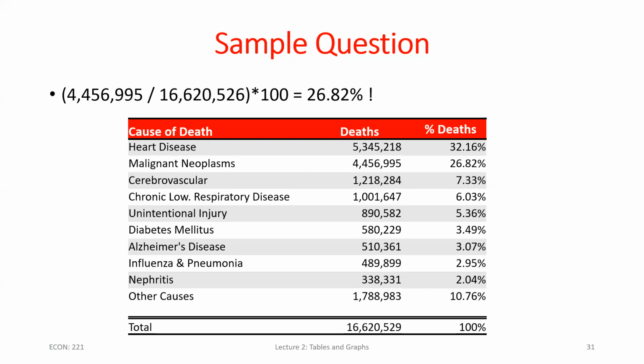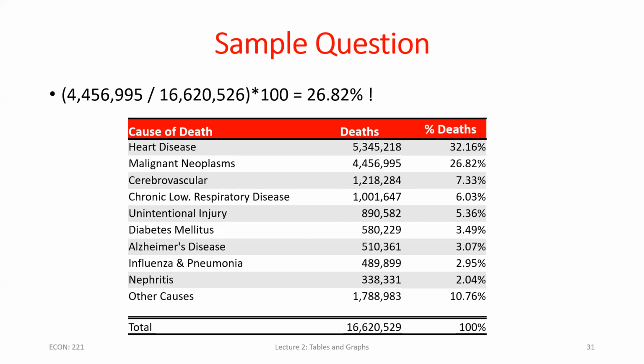You can think about what the computer program did: it went through every single death and counted it if the person died from heart disease, then added those all up and got that 5.3 million. It went through that entire data set, counted the number of deaths where the reason was malignant neoplasm, counted those up, got that frequency, and so on and so forth.